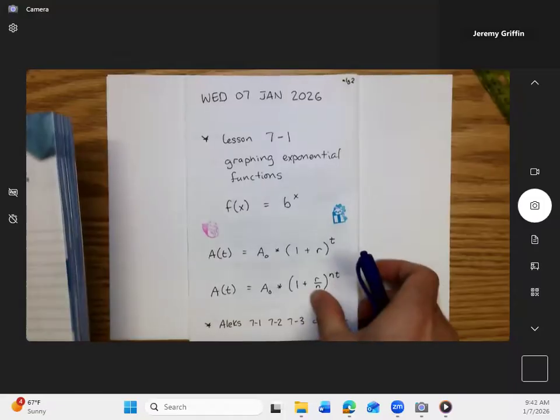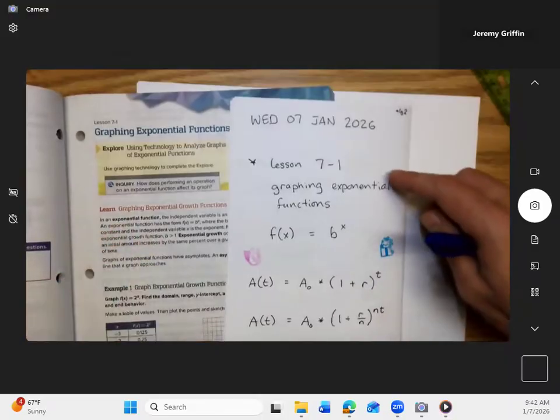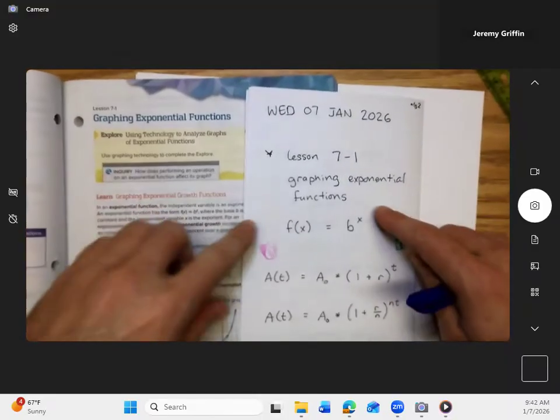Recording is rolling. It's Wednesday, January 7th. We're going to lesson 7-1, graphing exponential function.